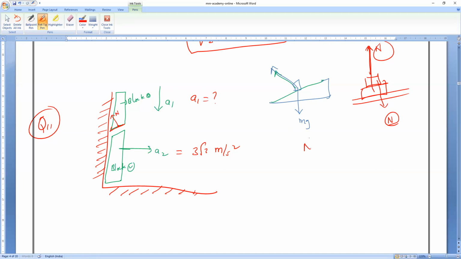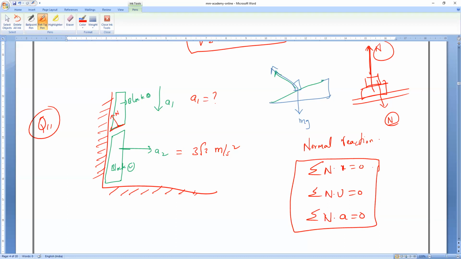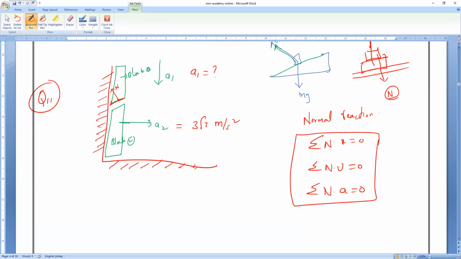Normal reaction it is. So what is this, everybody? Now onwards, no tension. Normal reaction. Then shortcut formulas: summation of N into x is equal to 0, summation of N into v is equal to 0, summation of N into a is equal to 0. So now tension becomes what? Normal reaction. Understand, all of you? So that is what it is.